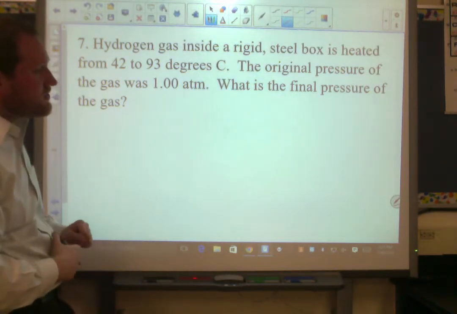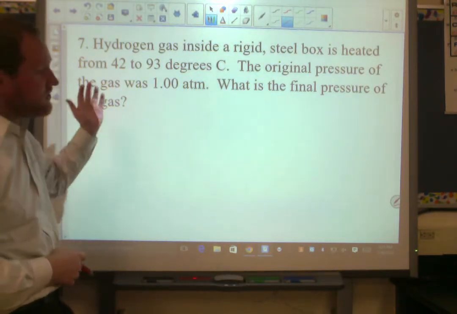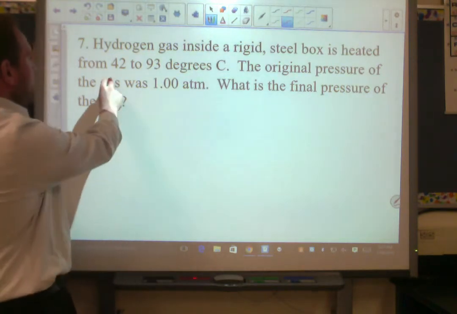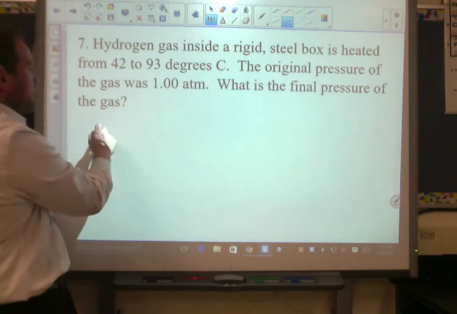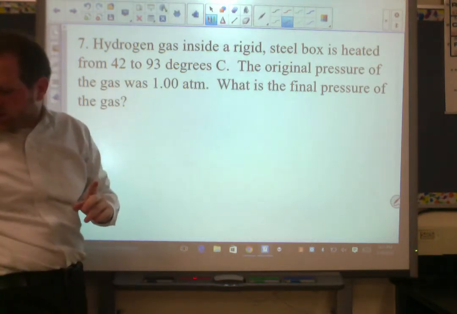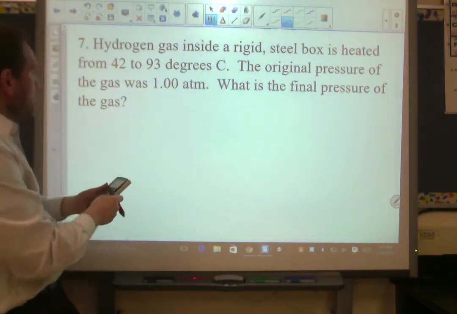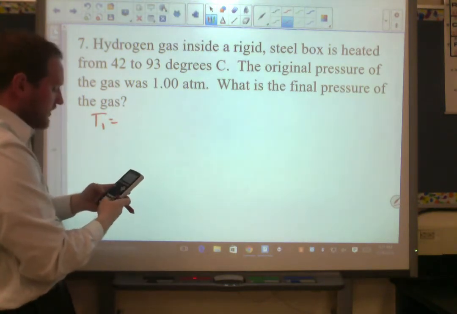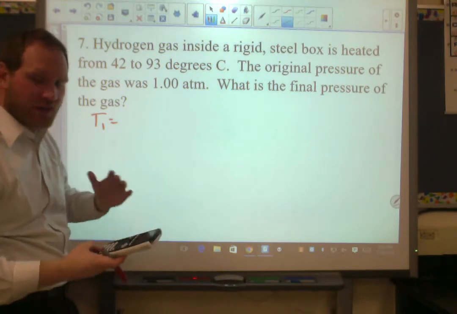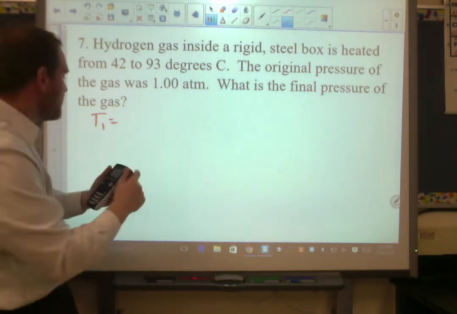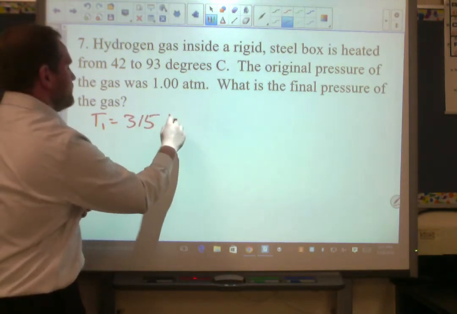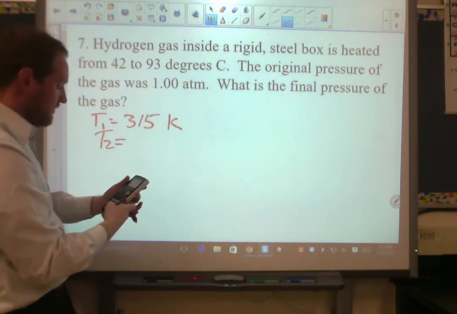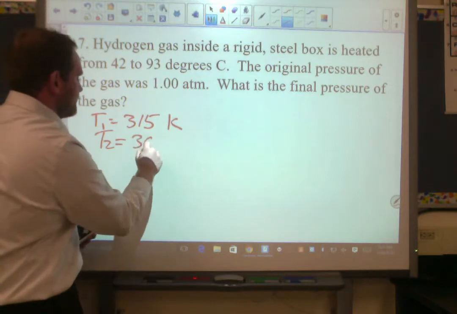And what else is held constant? Moles, or number of particles, because you don't see anything here. So let's write what we're given. So it's going from 42 to 93 Celsius, but remember, you can't plug Celsius in, you have to plug Kelvin. So T1 is 42 degrees. We're going to add 273.15. The 0.15 is going to cancel anyway, so we just add 273. 315 Kelvin. T2, 93 plus 273, 366.